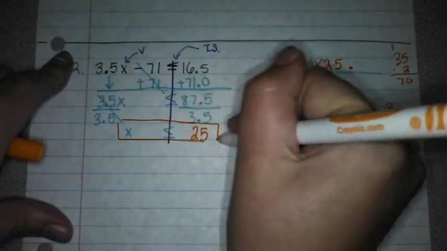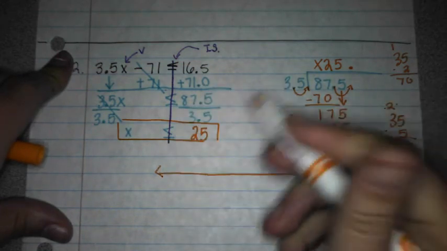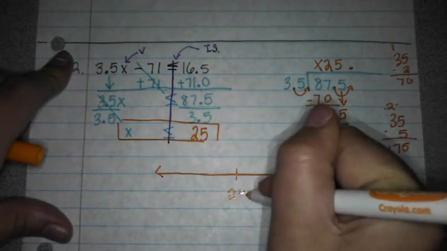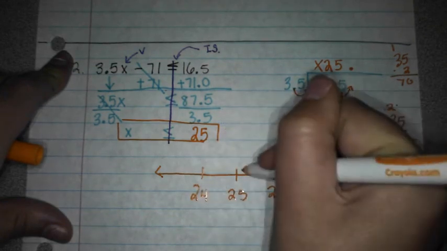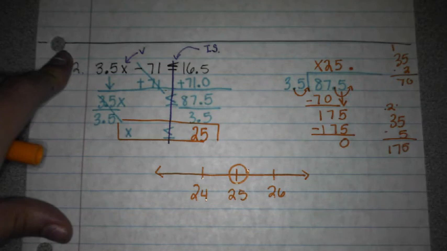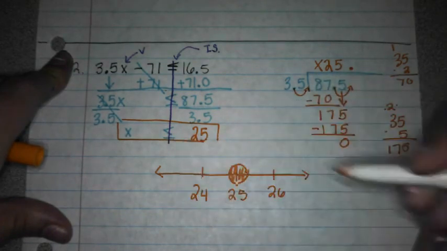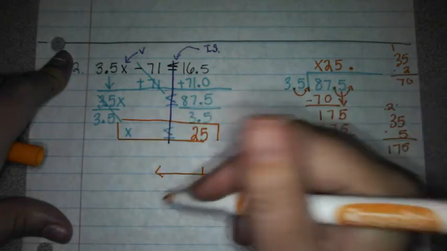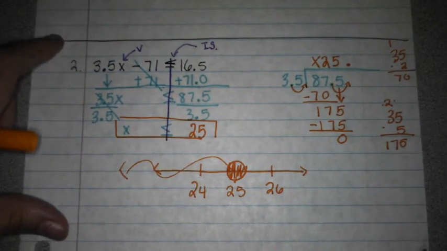Now you need to make sure you know how to graph this. So 25 here, I'll do 26 here, and 24. Put my dot around it. This is going to be filled because there's some extra ink underneath it, and mine's pointing to the left, so I'm going to draw mine also to the left. And that's your answer.